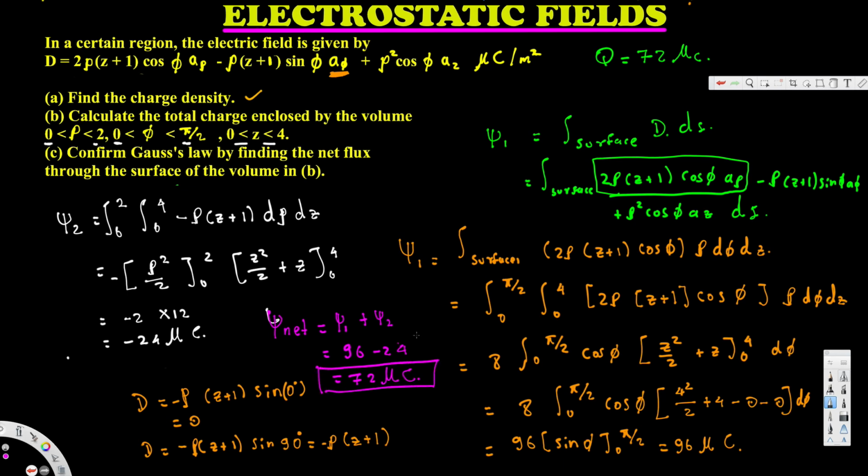Okay, and if you look at the answer we got in part B, it is the same thing. So we just proved that Gauss law is correct by finding the net flux and proving this one in that way, right? So this is a long method, but the easy method is the second one we used, right? And that's how we do this kind of problems.